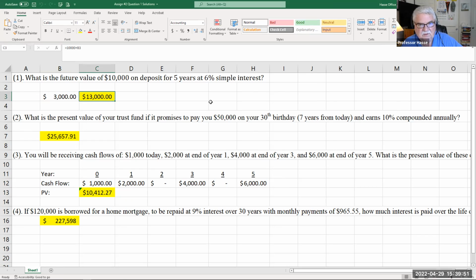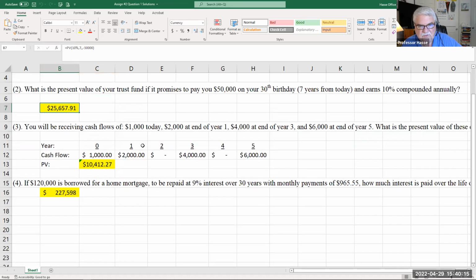What is the present value if a trust fund promised to pay you $50,000 on your 30th birthday, 7 years from today, and earns 10% interest? The present value is PV at 10% for 7 periods, and the amount is naturally negative 50,000, and you get 25,651.91.